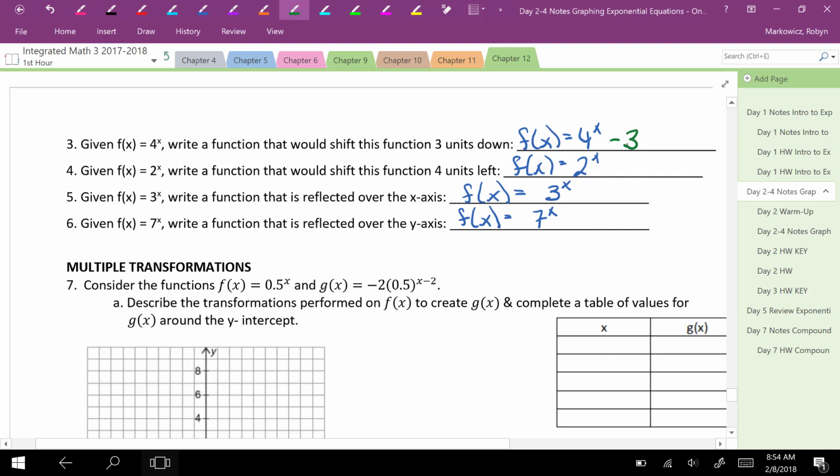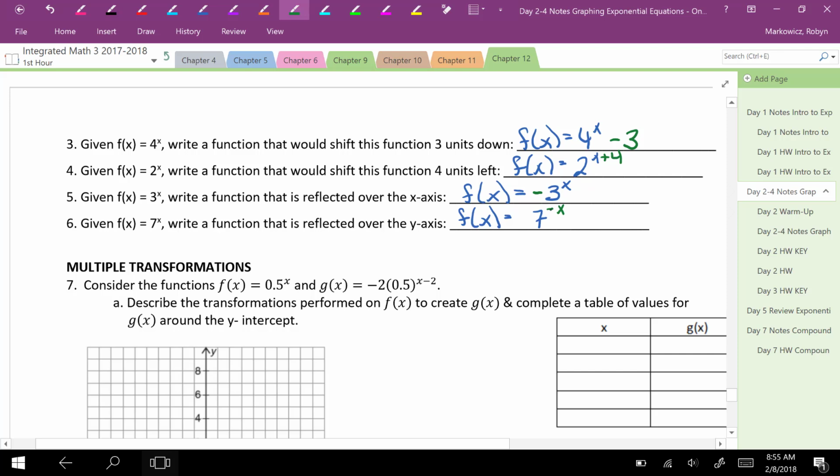What about for number 4 if we want to shift the function 4 units left? Inside. So we're saying plus 4, like that? Yes. All right, what about a reflection over the x-axis? Negative in front of the 3. And a reflection over the y-axis? 7 to the negative x. Good. All right, I'm glad we know our transformations.